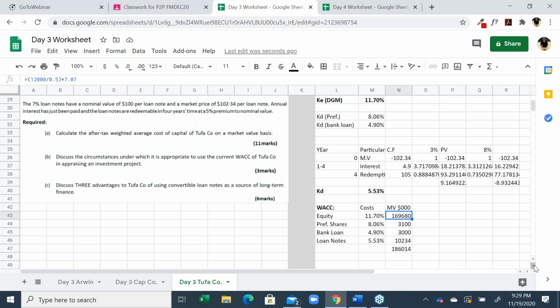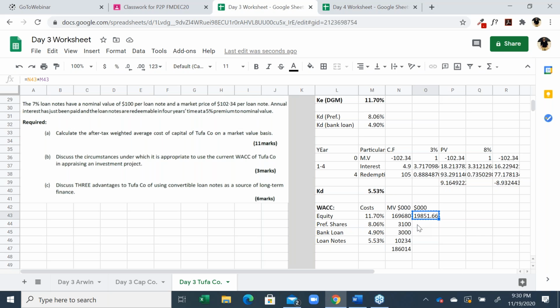Now, to our equity investors who have invested a total of 169680, we are paying 11.7% every year. So if we calculate it in terms of dollars, it will be the value of investment multiplied by 11.7%. So this is what we are paying in terms of dollars. That's a dollar value. So to equity holders, we are paying annually $19,851.66.